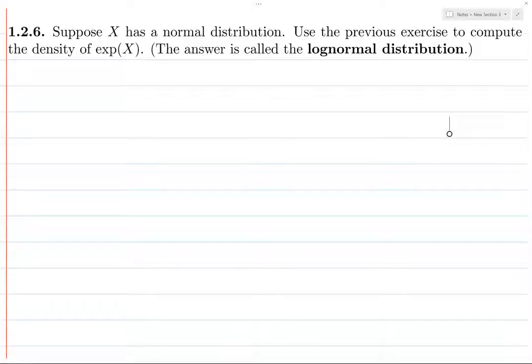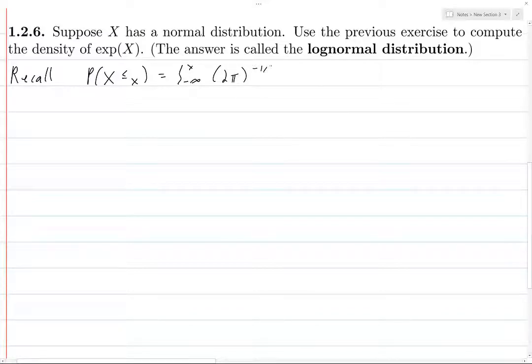Alright, so here we basically just want to apply the previous theorem. So X has the normal distribution. Let's recall that the probability that X is less than or equal to a value x is the integral from negative infinity to x of (2π)^(-1/2) times the exponential of minus y squared over 2 dy.